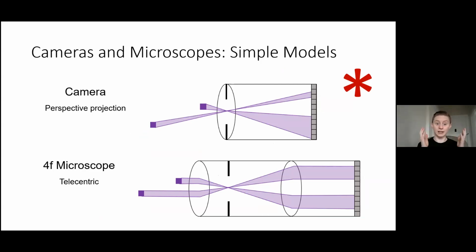But we've established this first difference, which is that if you're talking to someone who's thinking about cameras, they're imagining perspective projection where the size of an object depends on where it's located. But if someone's coming from a microscopy background, that is not a part of their intuition. Objects stay the same size no matter where they are. Okay, so that's our first big difference.